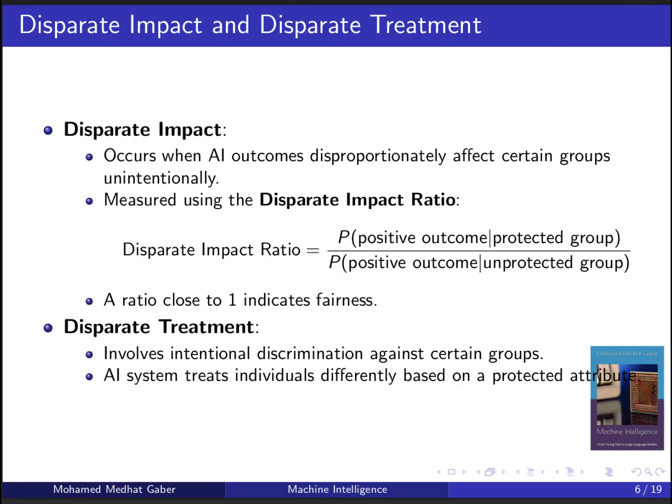Addressing disparate treatment requires ensuring that AI systems do not use protected attributes in decision-making unless legally and ethically justified. It also involves auditing systems to detect any intentional biases that may have been introduced during development. Understanding the distinction between disparate impact and disparate treatment is crucial for developing strategies to mitigate bias. Both forms can lead to unfair outcomes, but they require different approaches for detection and correction. Ensuring that AI systems are free from both unintentional and intentional discrimination is essential for ethical and fair AI deployment.